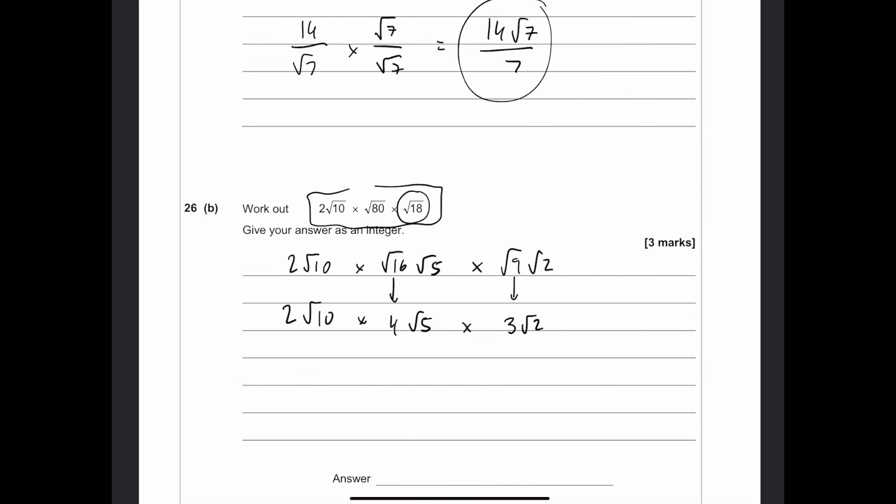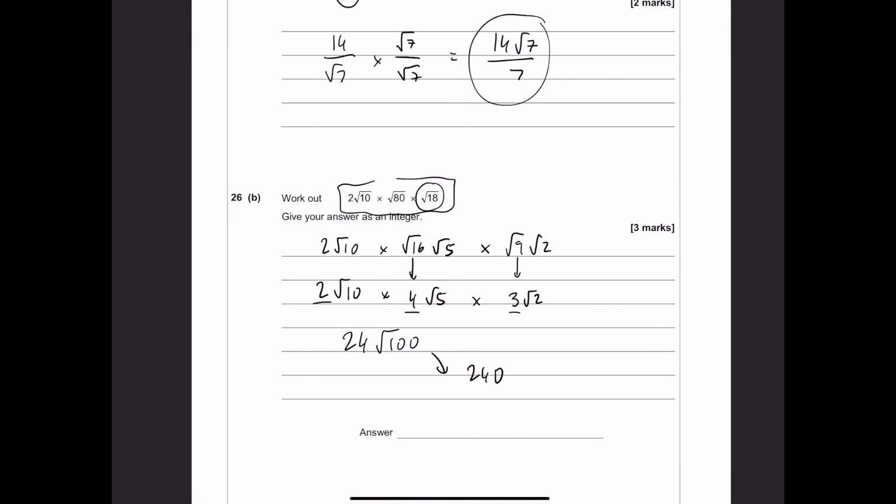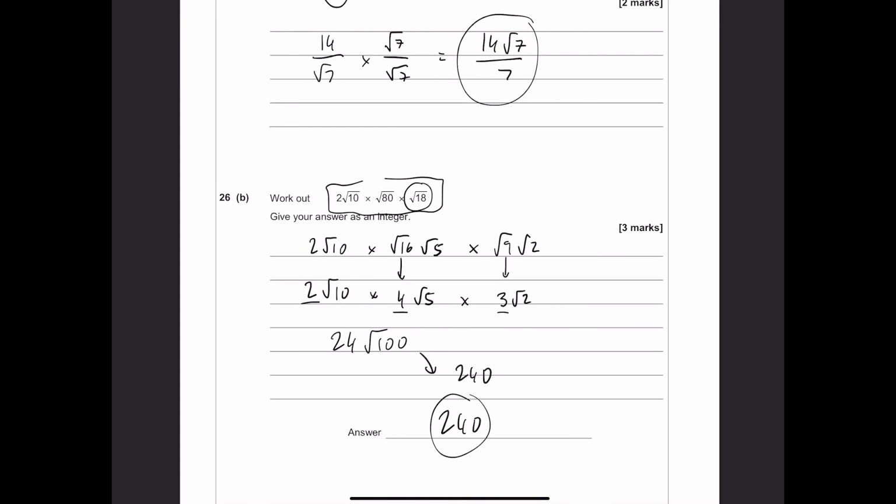Multiplying all that together, the numbers first of all, 2 times 4 times 3 is 24, and the roots are going to be root 100. And from there we know the square root of 100 is 10, so it's going to be 240 as our final answer.